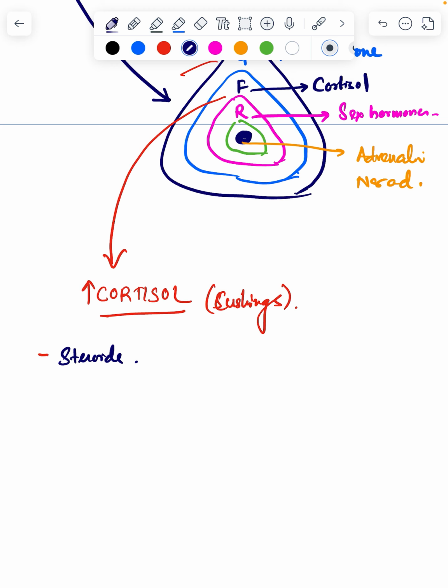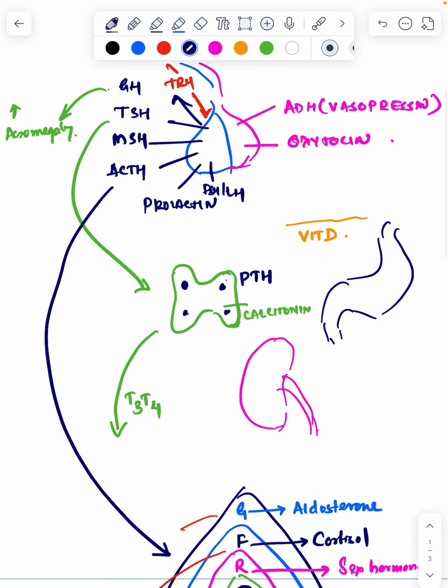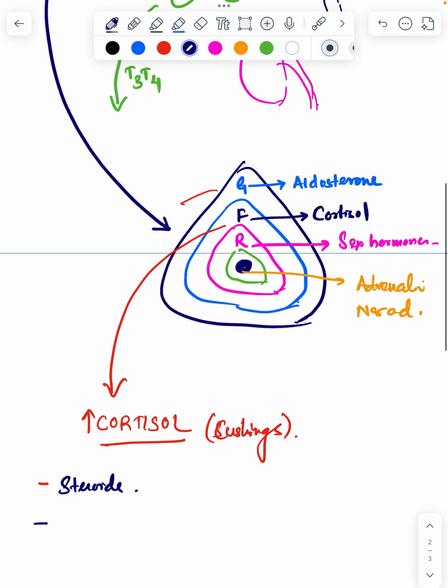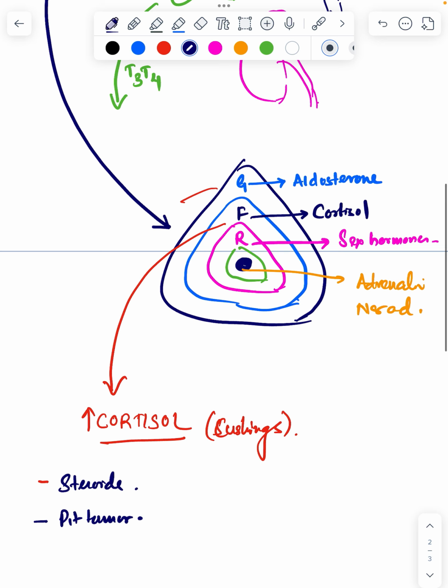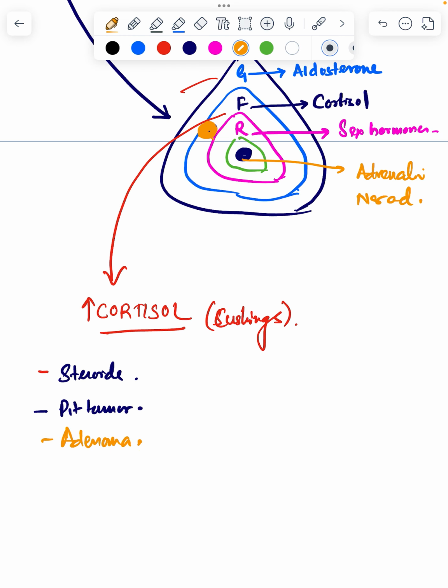Non-iatrogenic, any pituitary tumor. Here a pituitary tumor is there, which is secreting ACTH, stimulating more cortisol to release. So that is pituitary tumor. Then any problem inside the cortex itself. Here there is an adenoma or something that is secreting more cortisol, or it can be carcinoma, any tumor. So it can be in the cortex, adenoma, carcinoma, or outside the cortex, pituitary adenoma.